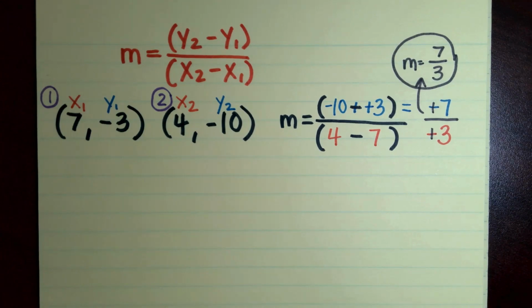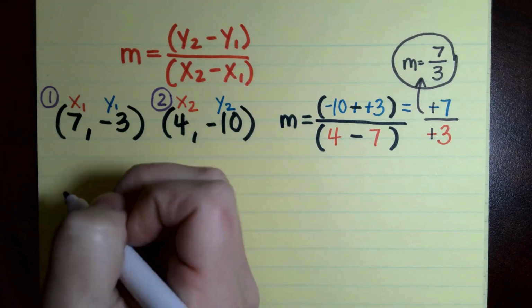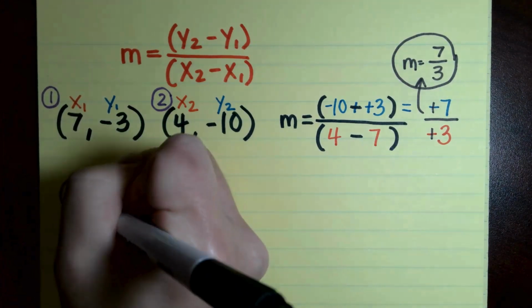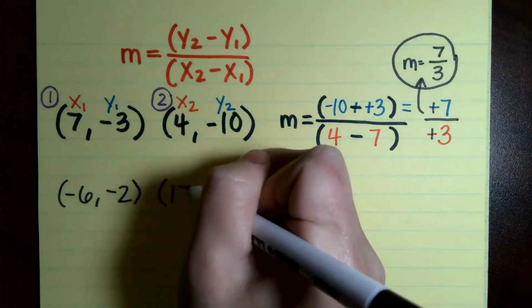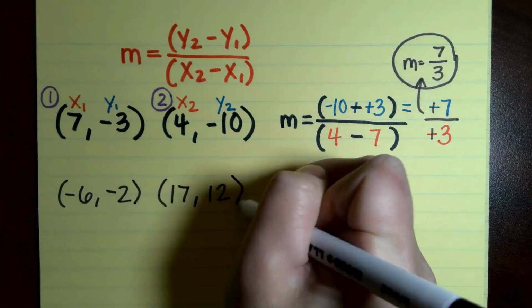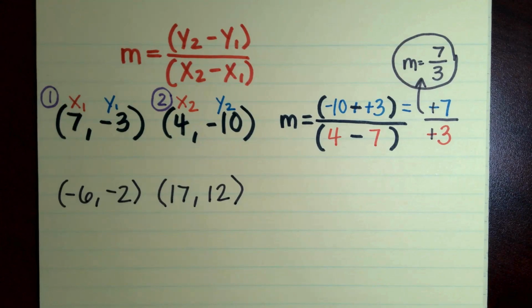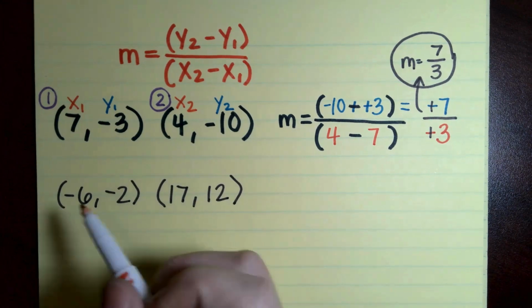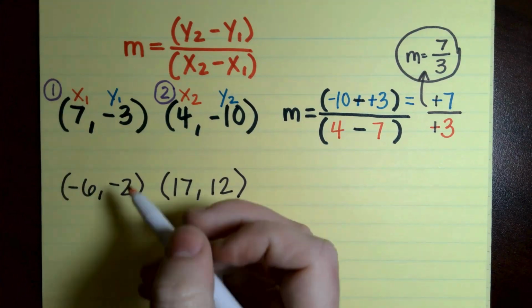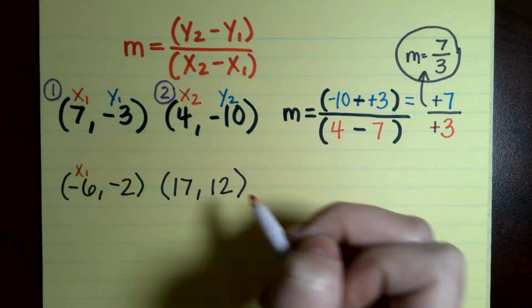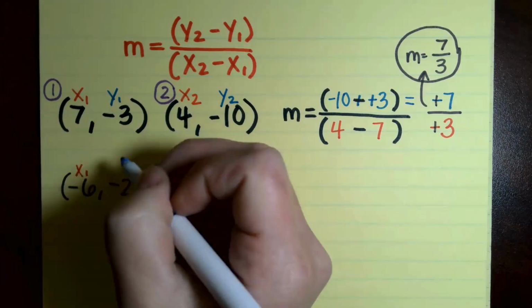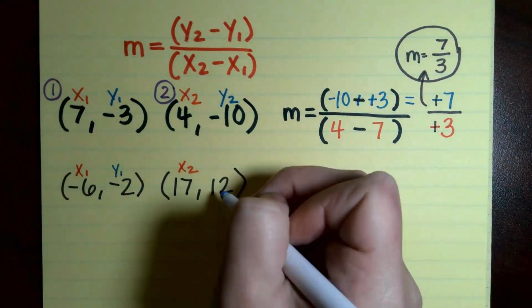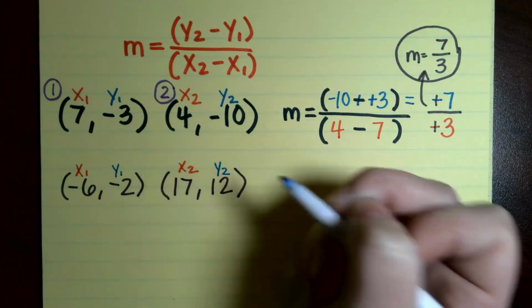All right, guys, let's do another one together. What if I gave you negative 6, negative 2, and 17, 12? First, let's go ahead and label our coordinates. I'm just going to do it in order from left to right. So I'll call negative 6 my x1. I'll call 17 my x2. I'll call negative 2 my y1. I'll call 12 my y2.